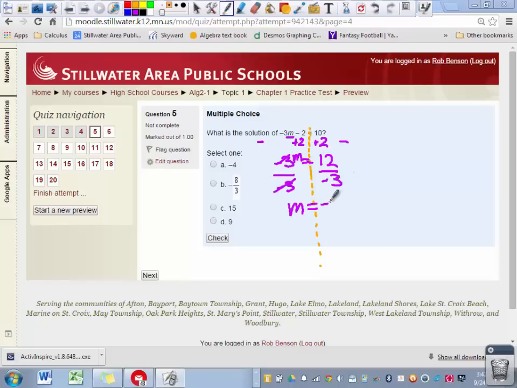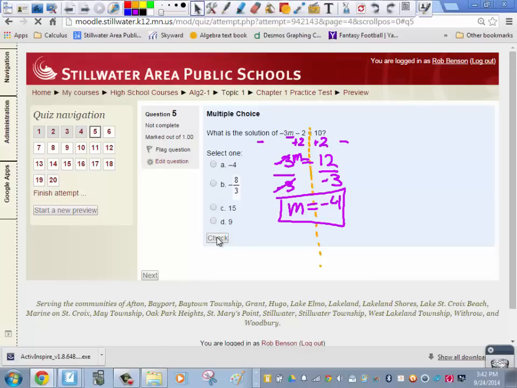Well, I know that's a negative because I got a positive divided by negative. What's 12 divided by 3? Well, I'm pretty sure 3 goes into 12 4 times. So my solution is m is equal to negative 4. And is it here? Yep, there you go. So select that, check it.